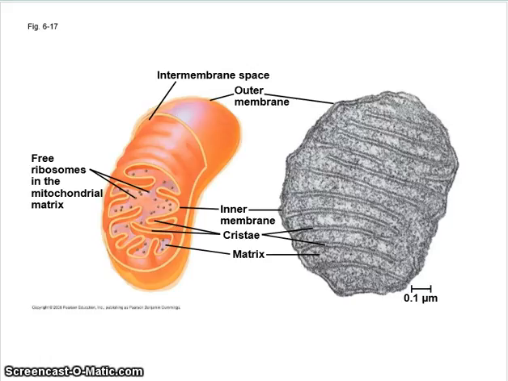So on that previous slide, you'll see that the cristae are the folded parts of the inner membrane. So there's one membrane on the inside. There's an outer membrane. There's a space in between the two membranes that we call the intermembrane space. And then on the inside, we have the mitochondrial matrix. And this is where those ribosomes are located.